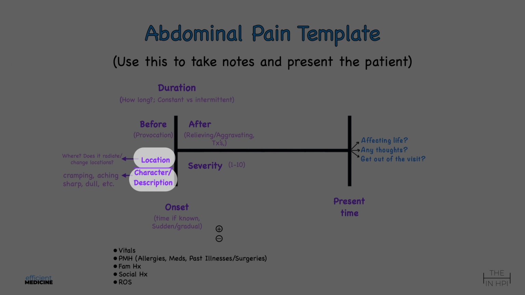And then we have these categories: location, character, and description. They will change quite a bit. And as you learn more illness scripts, or your knowledge of chief complaints expands, so will the questions.